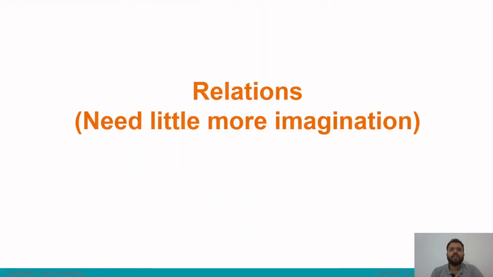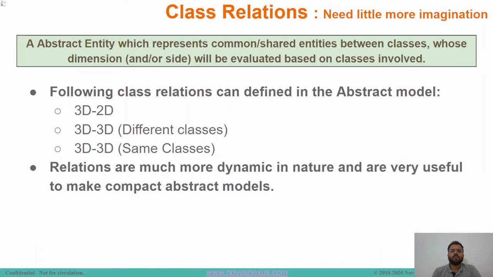So relations need little more imagination. Class relation is an abstract entity which represents common or shared entities between classes whose dimension and/or size will be evaluated based on classes involved. So the following class relations can be defined in abstract model: 3D-2D, 3D-3D different classes, and 3D between same classes. Relations are much more dynamic in nature and are very useful to make compact abstract models.